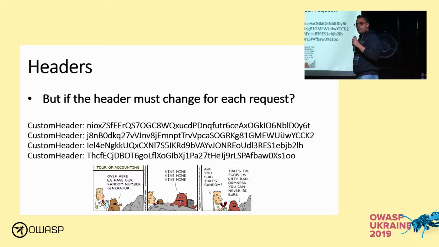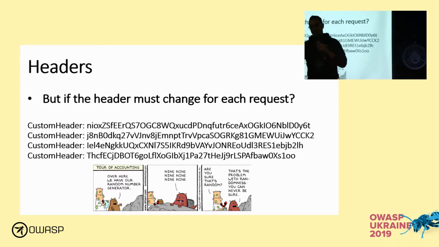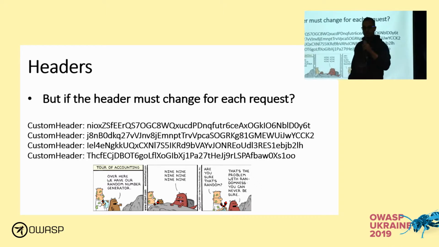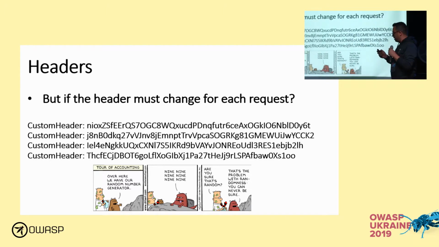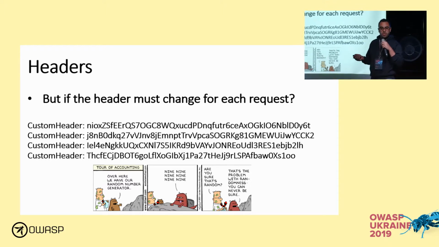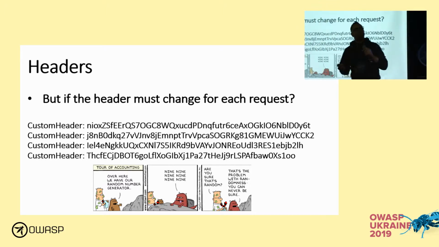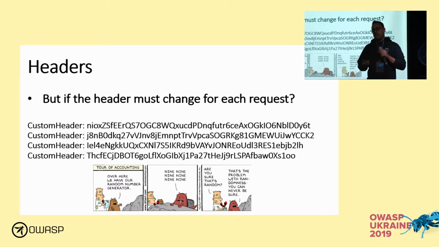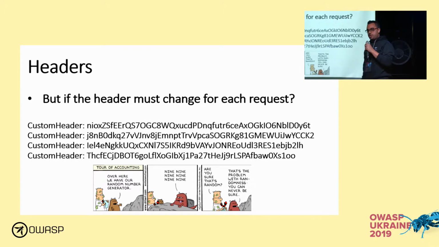So if you have dynamic headers, if the application changes the headers for each request, for example a header created by the customer, these guys need, for example, some checksum or timestamp or something like that. And for each request, you have different headers.